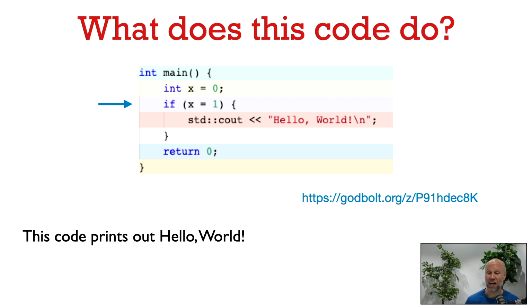We probably made a typo here, right? Instead of saying if x equals equals 1, we just said if x equals 1. So instead of comparing x with 1, we're actually assigning x to have the value 1. And in C++, an assignment actually returns the value on the right-hand side. So this statement evaluates to 1. X equals 1 evaluates to 1. So that makes this if condition true. Therefore, we're going to print out hello world.